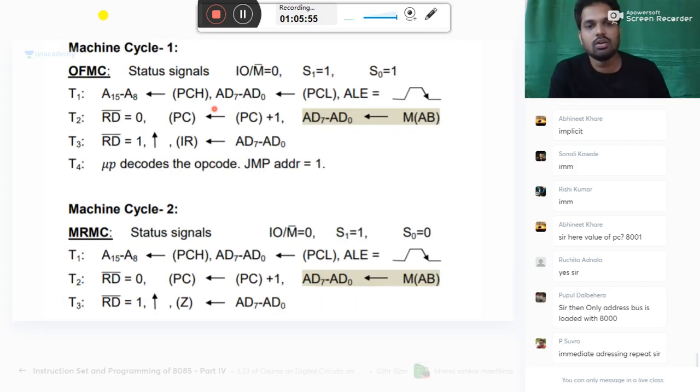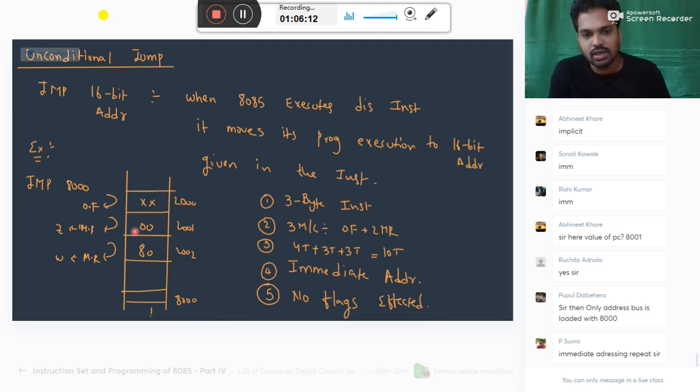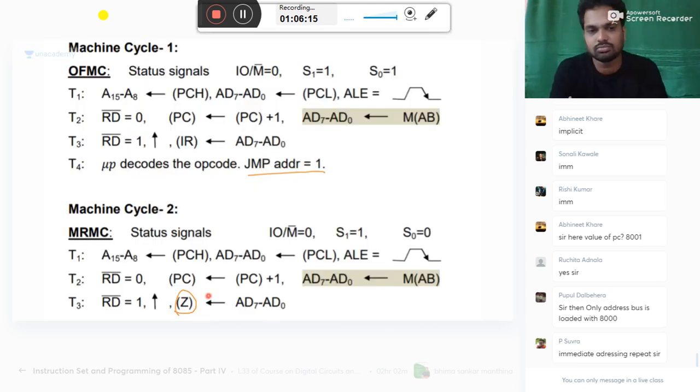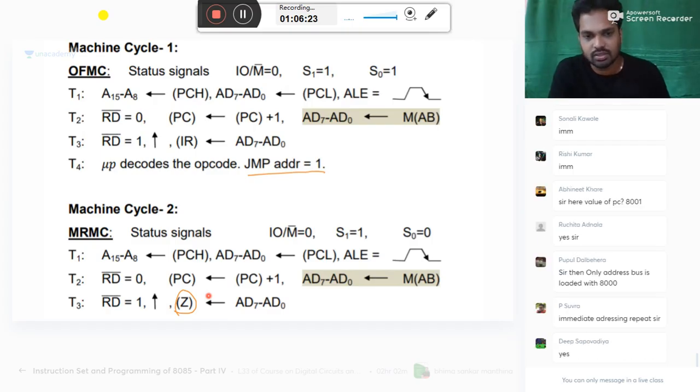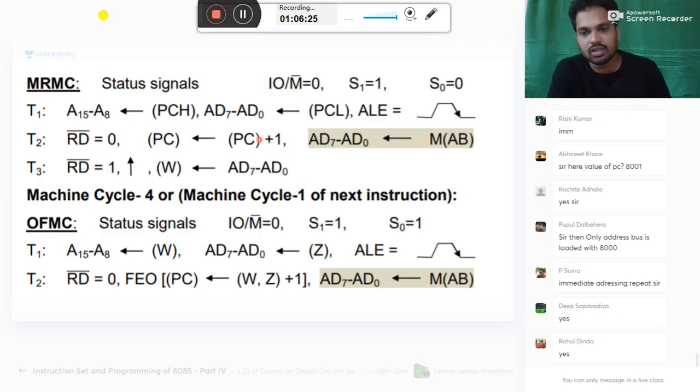Okay, see here. For a jump to a particular address, what happens? This is for the jump instruction. First the opcode fetch is the same. After the opcode fetch, the lower address is loaded into the Z register. Say in this example, 00 is there, that number is loaded into the Z register. Up to this clear? Second machine cycle. Next, in the third machine cycle, the second number is loaded into W.